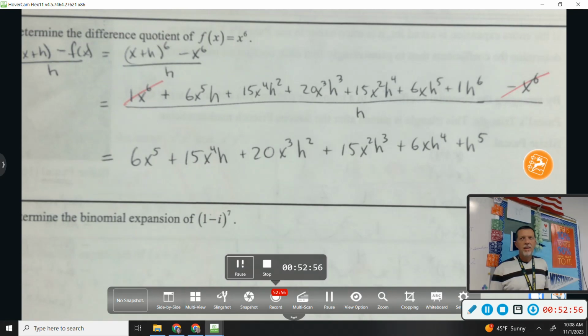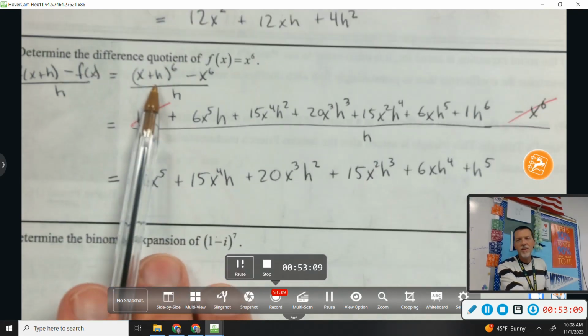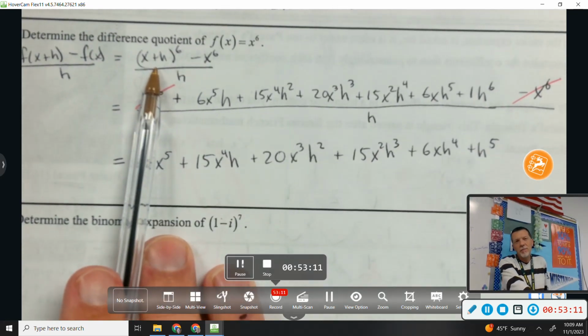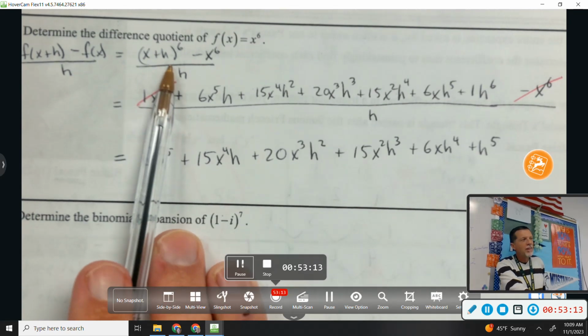So a lot of terms and a medium amount of work, but before Pascal or before the binomial theorem, this would have taken forever. Not forever, but it could have been done. It just would have been really annoying.